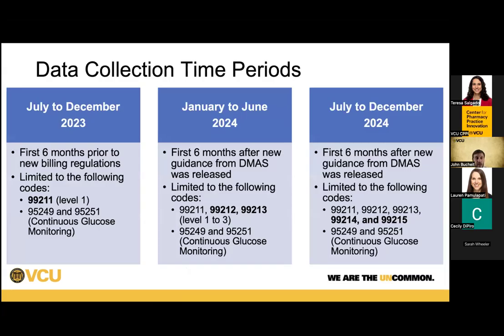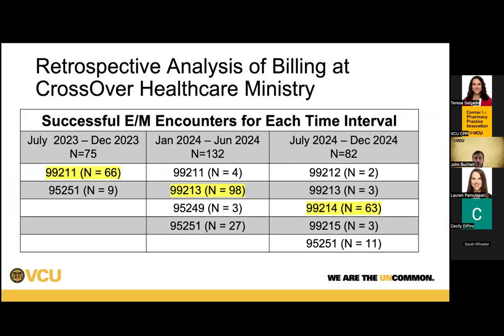So we just wanted to see how much of our claims were being successfully processed based on each evaluation and management code. So we talked about this in July. In 2023, we were limited to 99211 codes and 95249 and 95251 continuous glucose monitoring codes. And in January to June 2024, we were able to bill up to 99213 for evaluation management codes and continued with continuous glucose monitoring codes. And then in July to December 2024, we were able to bill up to 99215 and continuing with the CGM codes as well.